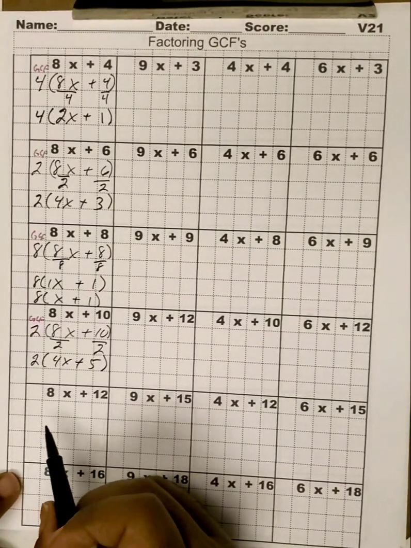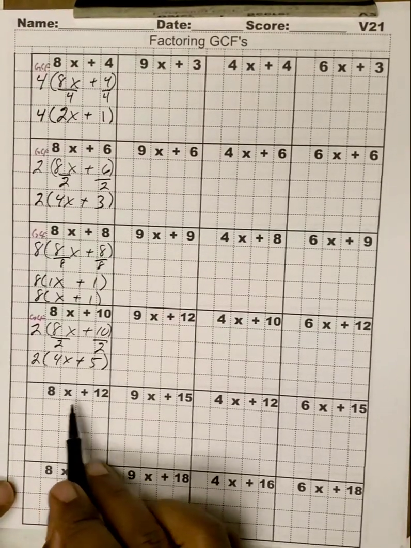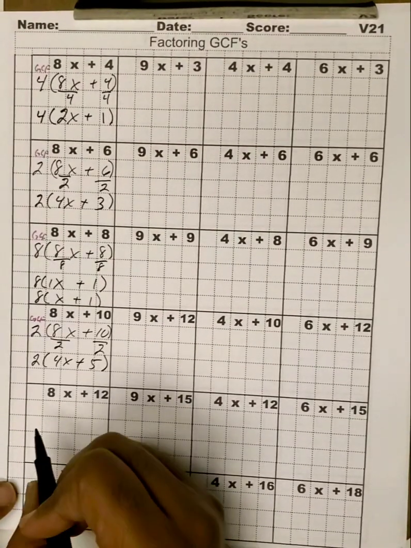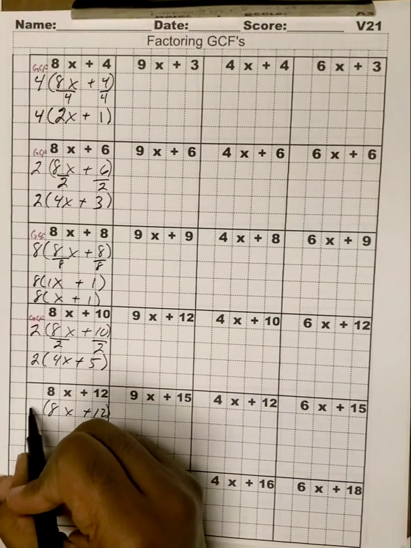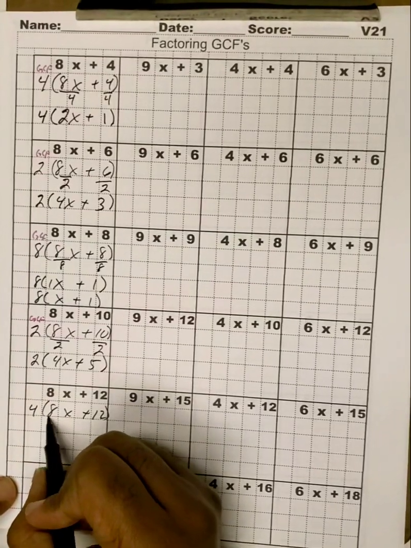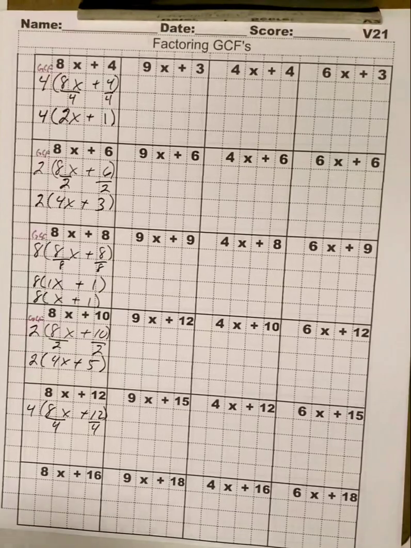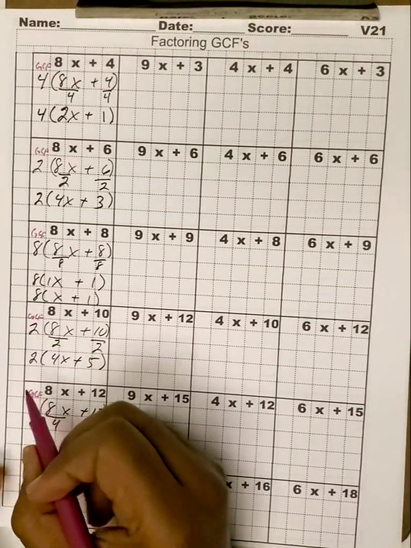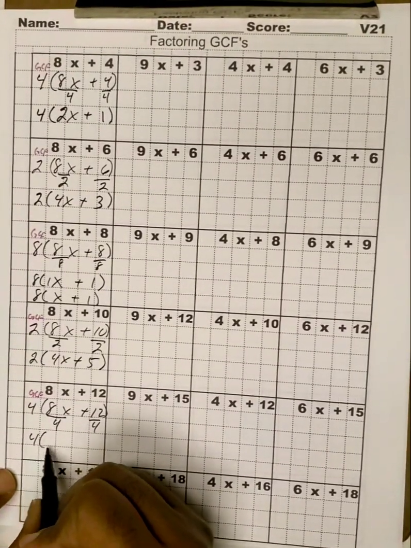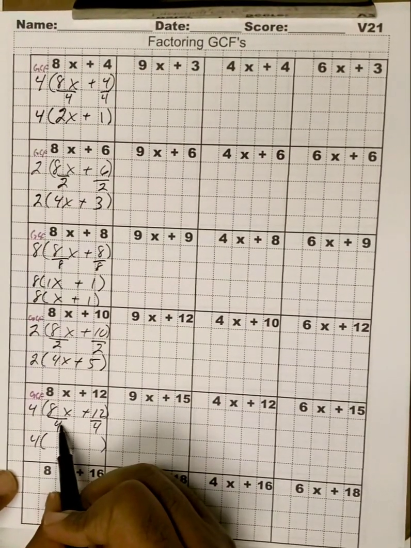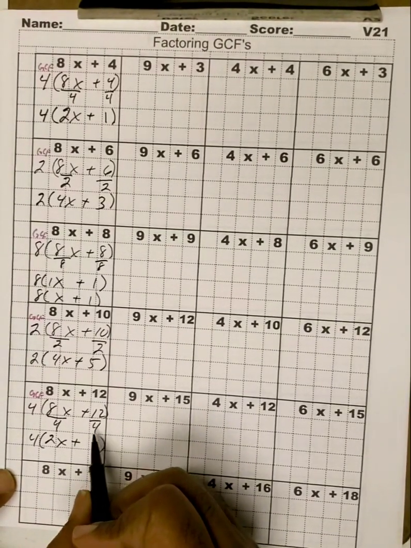Okay, the greatest common factor when it comes to 8 and 12, you can divide these both by 4. So 8x plus 12, the greatest common factor is 4. So we multiply by 4 and we divide by 4. So again, greatest common factor here, which is 4. As a result, we'll get 4 parentheses. 8x divided by 4 gives us 2x, plus 12 divided by 4 gives us 3.